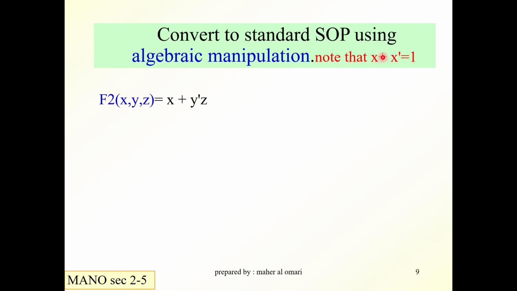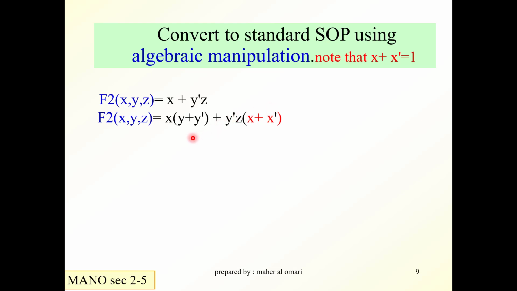Okay, we should note that x OR x bar is equal to 1. This function here, f2, is equal to this. It is x ANDed with 1. This is 1, which is y OR y bar. Why did I choose y OR y bar? This term here is missing the y variable and is missing the z variable. This term here is missing the x variable. So this is the same as this, ANDed with 1. This is 1, which is the missing literal.